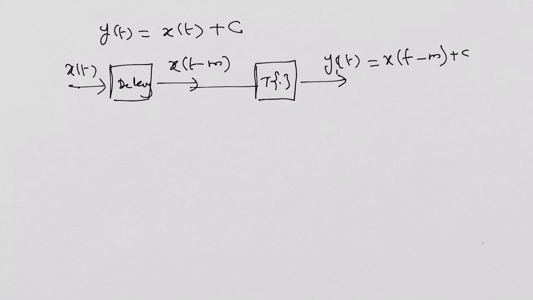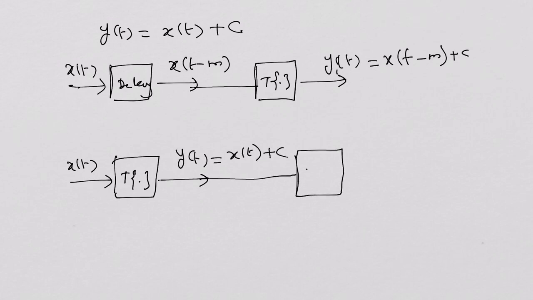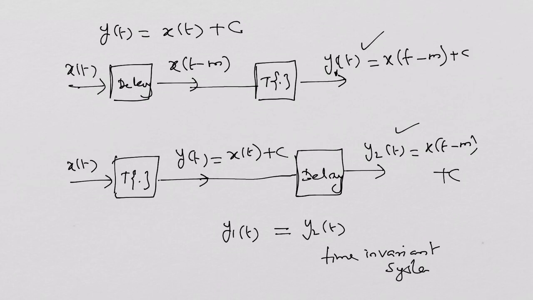Now I take another system where x of t is applied through the system transformation. It produces an output y of t which is equal to x of t plus c. Now if I apply a delay operation, you can notice that in y2 of t, wherever t comes, t will be replaced. Unfortunately, here t appears only once, and that too inside x of t. So what you obtain is a delayed response. In this case, y1 of t is equal to y2 of t. So you can say that the system is a time invariant system. Clear? Thank you.